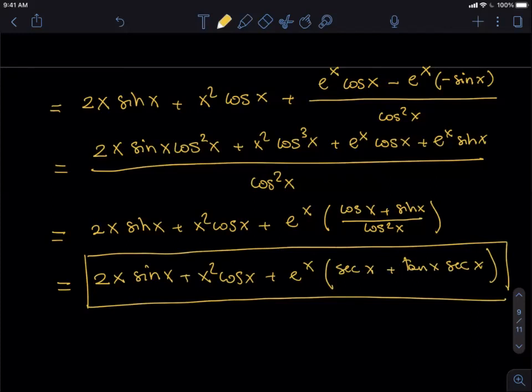Remember, when you are doing a derivative, try to simplify as much as you reasonably can. Okay, but if it doesn't simplify, it's also okay. You do the best you can.